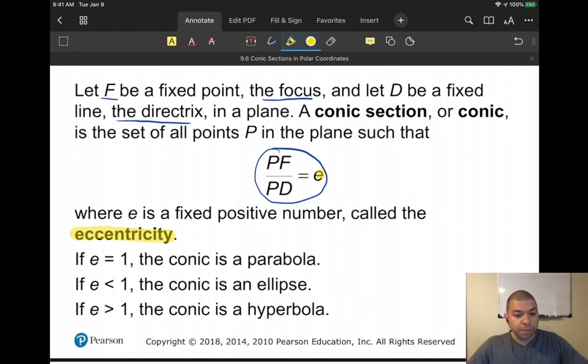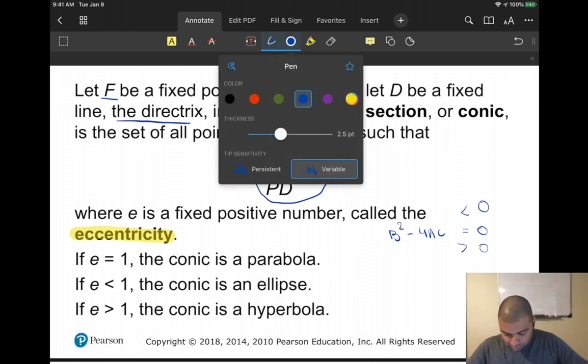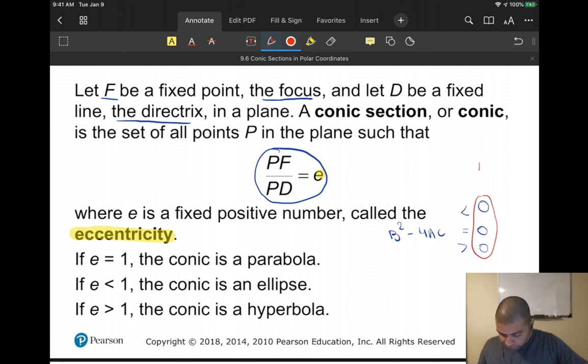So remember that we did b squared minus 4ac, right? And if that were less than 0, then that was an ellipse. If that were 0, then that was a parabola. If that was greater than 0, then that was a hyperbola. So the same thing works here, except that instead of comparing it to 0, you're comparing it to 1, right? So that's what you got to remember. So instead of comparing it to 0, you compare it to 1. If it's less than 1, then it's an ellipse. If it's equal to 1, it's a parabola. If it's greater than 1, it's a hyperbola.